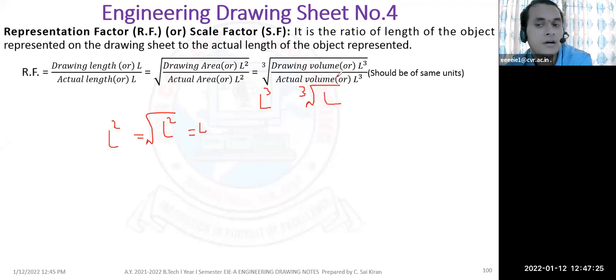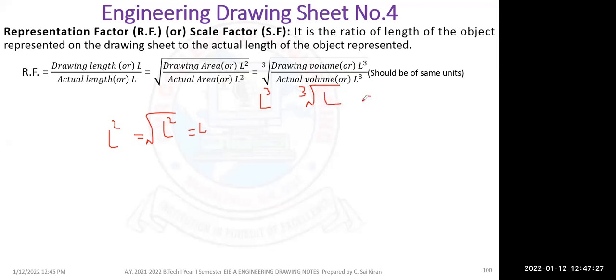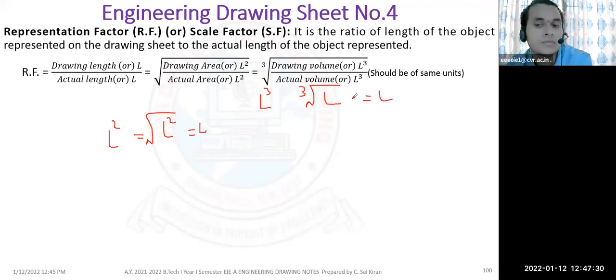Whatever may be the area or volume, I have to convert it in terms of L. So here I'll take the cube root of L cube and it will become L. Okay, so this is the scale factor, or RF. Without this RF, you can't solve the problem.